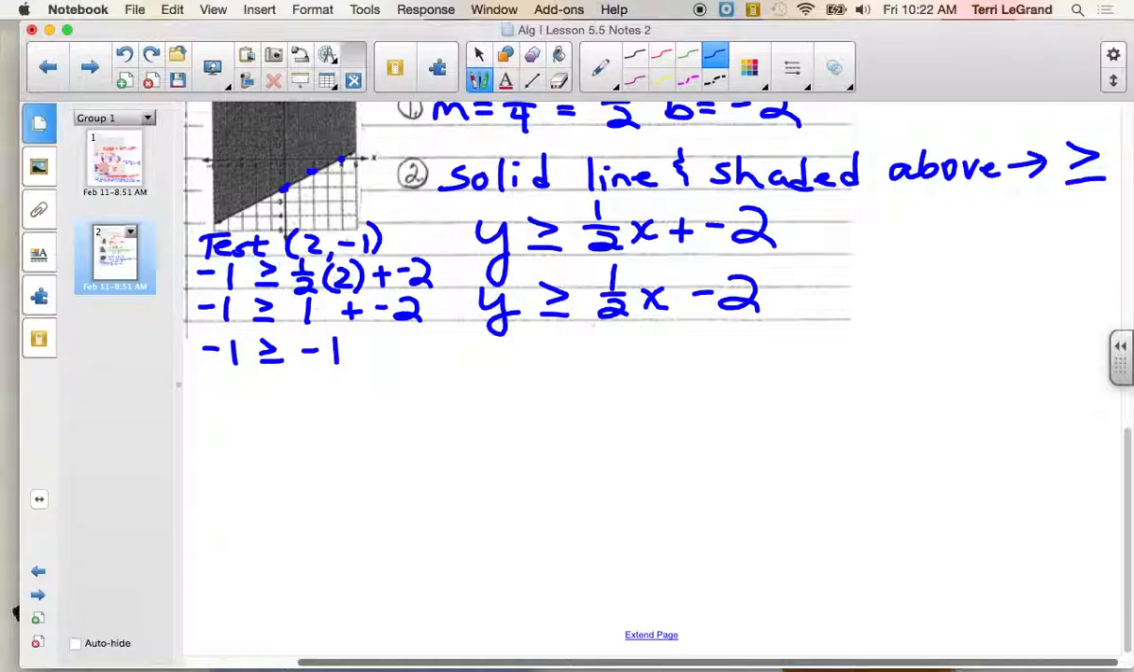And if we tested one from the shaded region, then we better end up with something like, I don't know, maybe -1 is greater than -6. Something else that's true. So again, there are ways for us to check to see if we did a good job or not.